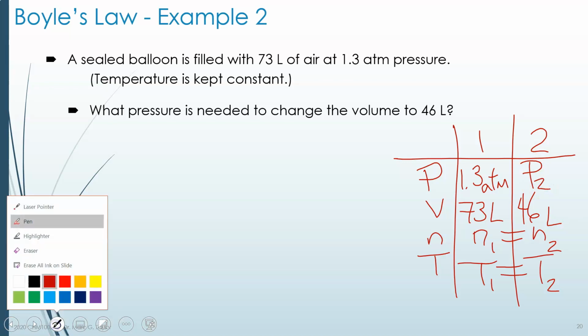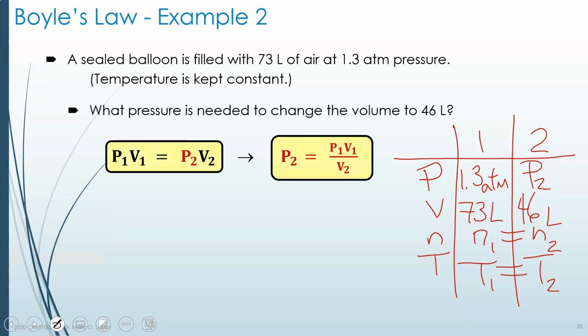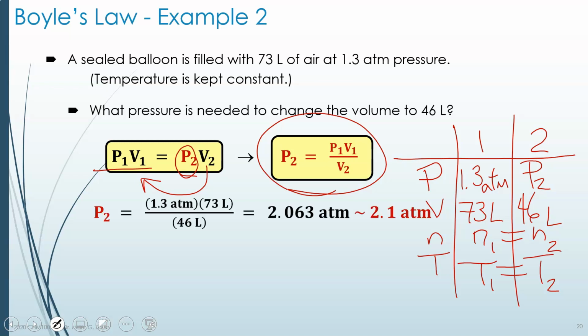And we use the same equation we did before. PV, the first set, equals PV, the second set. We isolate the P2, so we move the V2 to the other side. And we end up with an equation for P2. And now it's just a matter of taking our numbers out of our table and plugging them in. And you see you end up with an answer.